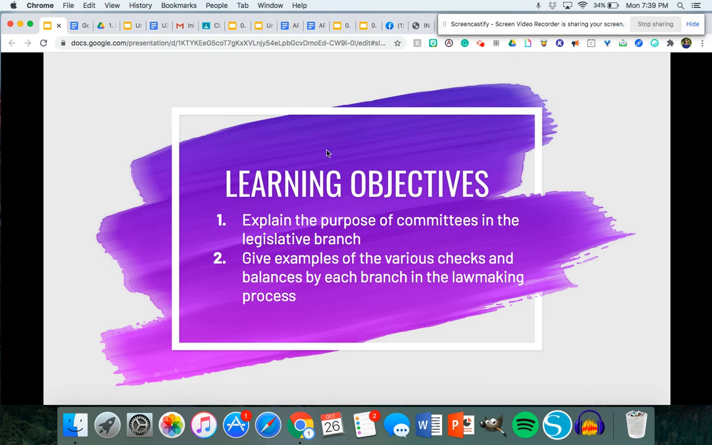All right. I know that that is a very complicated web of things, guys. But ultimately, the purposes of our video today were: 1, explain the purpose of committees in the legislative branch, and 2, give examples of the various checks and balances by each branch in the lawmaking process. So go ahead and answer the questions in Edpuzzle.